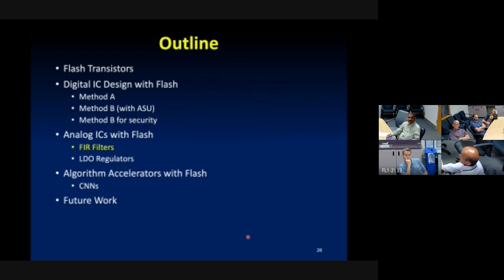Okay, then comes a little bit of discussion about Chengyen's work. This is analog ICs with flash. How are we doing on that? 5 more minutes. Okay, I'll try to be quick.